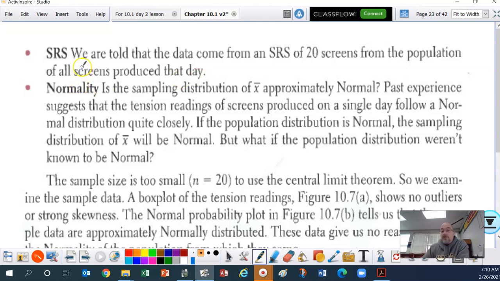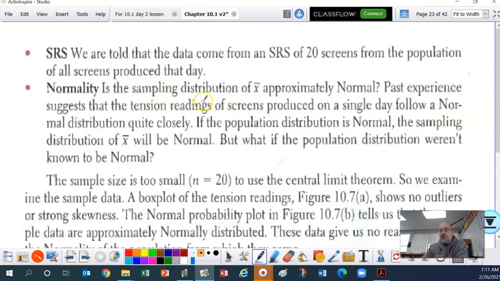Simple random sample. We are told that the data, don't just say we are told, be a little bit more detailed. We are told that the data come from a simple random sample of 20 screens from the population of all screens produced that day. See how detailed that was? Normality.